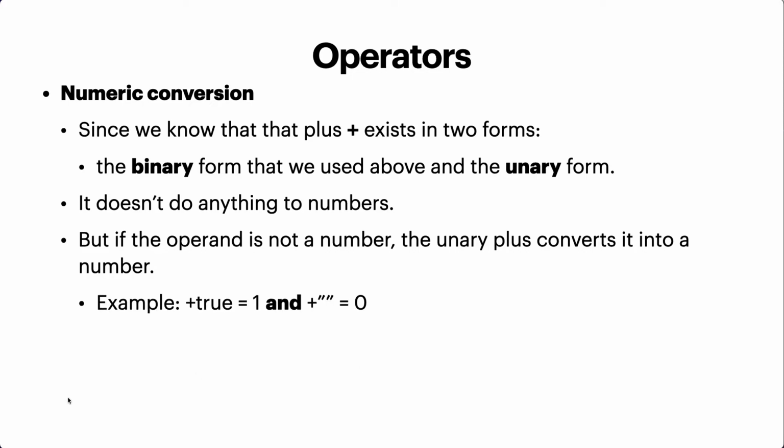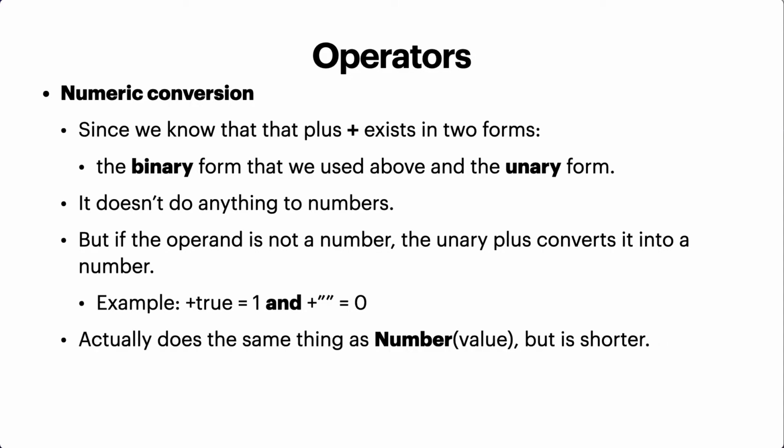For example, we have plus true and plus this. So what happens here is, if the operand is not a number, then the unary plus converts it, and if we add it to a number, then it is converted to a number as well. It actually does the same thing as Number, so that's how we convert another value to a number using the Number function, but in a shorter way. But it's not really recommended because it's not a cleaner way to do that.